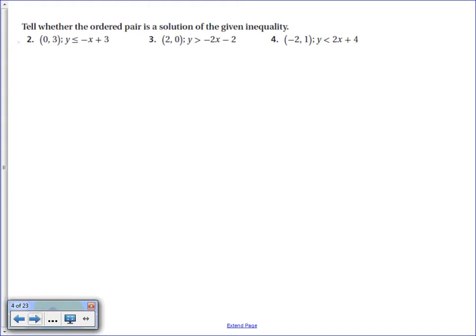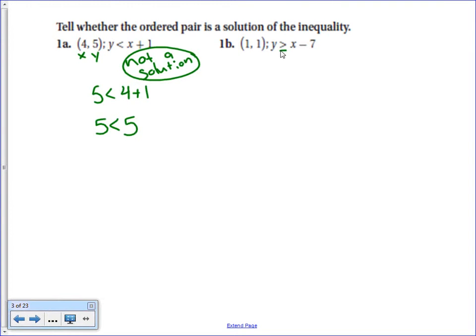And the next one here, we didn't talk about one that was greater than, so let's treat that as a greater than or equal to. So is 1, 1 for y greater than or equal to x minus 7? So greater than or equal to, so a couple different choices. Let's plug in 1 for both. So I have 1, is that greater than or equal to 1 minus 7? So is 1 greater than or equal to negative 6? And yes, 1 is greater than negative 6. You can always think about temperature. If it's 1 degree outside, that's bigger than negative 6 below 0. So that is a solution.